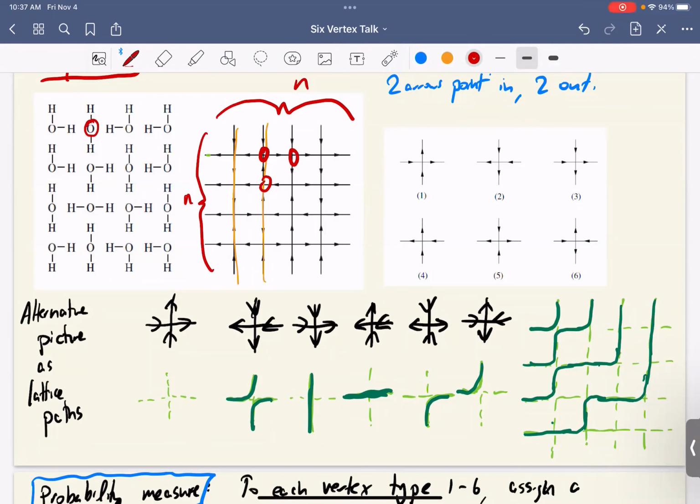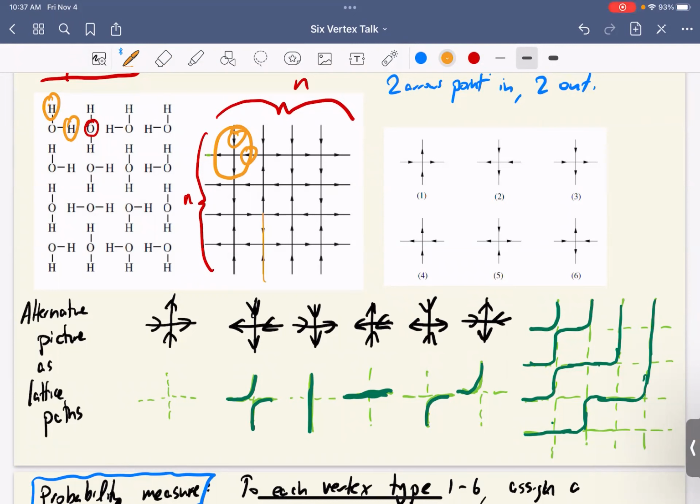Okay, so like this vertex here, the arrows on the edges that point in towards the vertex are on the top and the right, and that corresponds to hydrogens on the top and the right being bonded. Right. Okay, so that's a model, and there's many ways to draw arrows on this lattice.